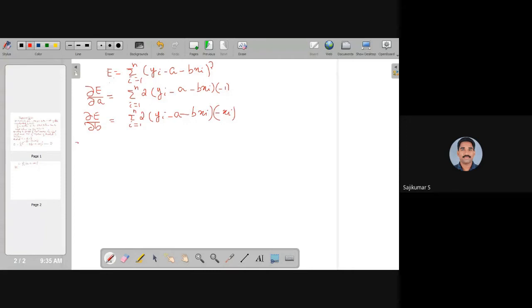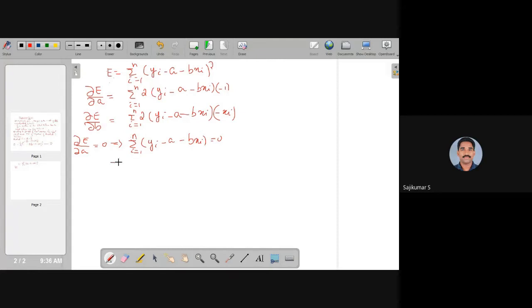Now for obtaining the extreme points, we are equating ∂E/∂A to 0. ∂E/∂A equal to 0 implies we have minus 2 as a common factor. So this will be sigma i equal to 1 to n, (yi minus a minus b xi) equal to 0.